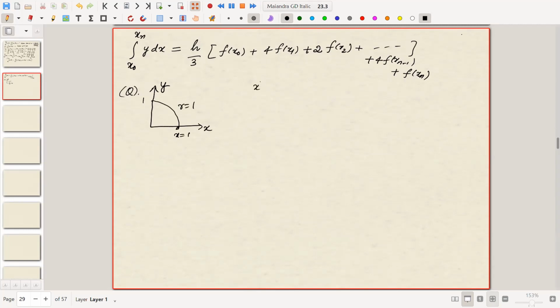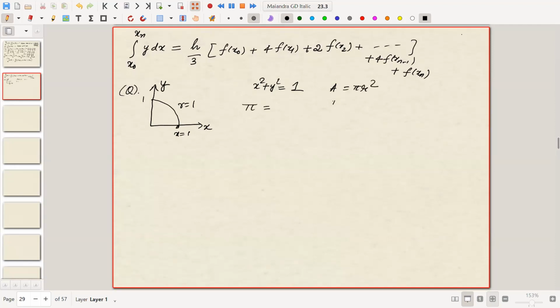You know the equation of the circle centered at origin is x square plus y square equals 1. Okay. So similarly, the area of the circle is pi r square, and we are taking r equals 1. If r equals 1, the area will be just pi, and you know the value of pi. Okay. So our aim is to find the value of pi. Without knowing pi, we want the value.